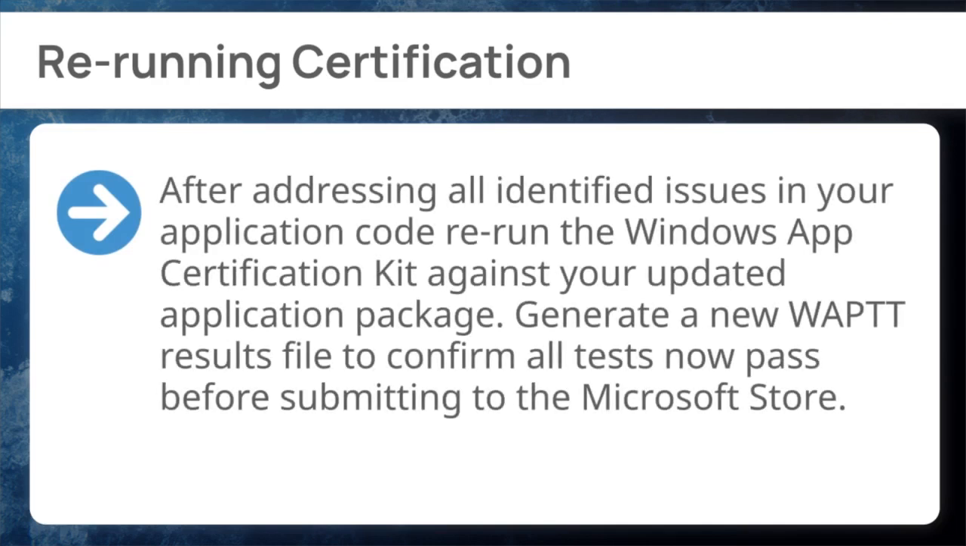After addressing all identified issues in your application code, rerun the Windows App Certification Kit against your updated application package. Generate a new WAPTT results file to confirm all tests now pass before submitting to the Microsoft Store.